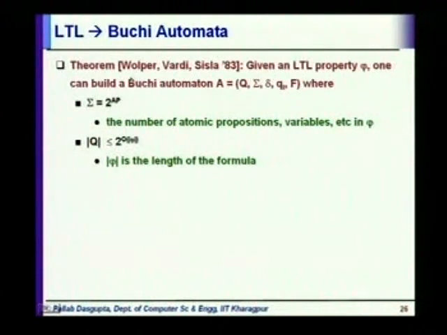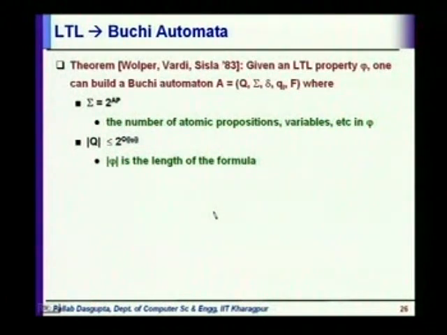In a paper in 1983, Wolper, Vardi and Sistla contributed this theorem, which says: given an LTL property phi, one can build a Büchi automaton A like this, where sigma is 2 to the power of AP, where AP is the set of atomic propositions or variables in phi, and the number of states in Q is upper bounded by 2 to the power of the length of phi. Remember that |phi| is the length of phi, and 2 to the power of the length of phi is exponential in the length of the formula, and the number of states in the Büchi automaton is upper bounded by that.